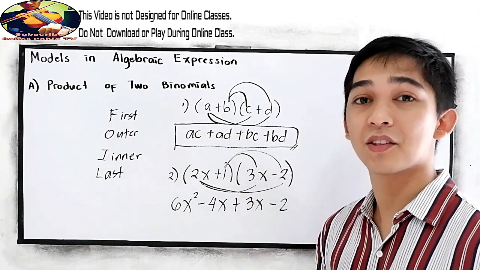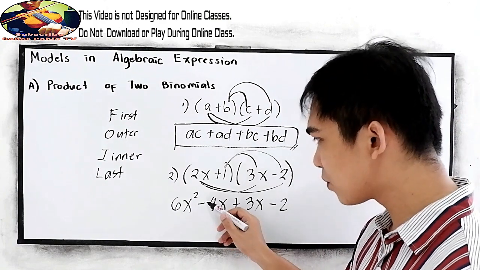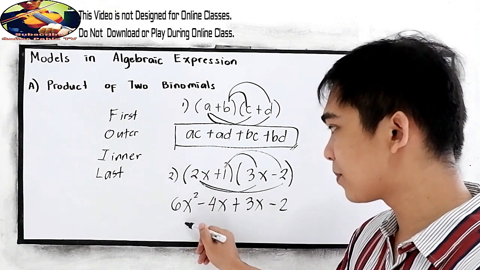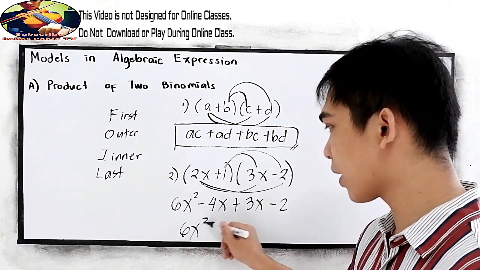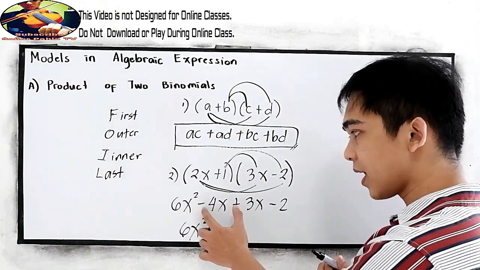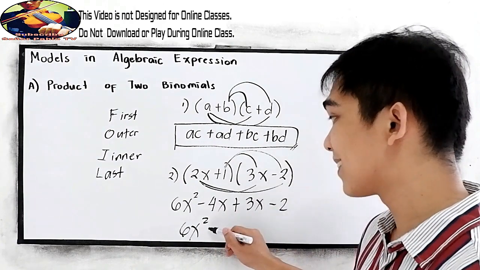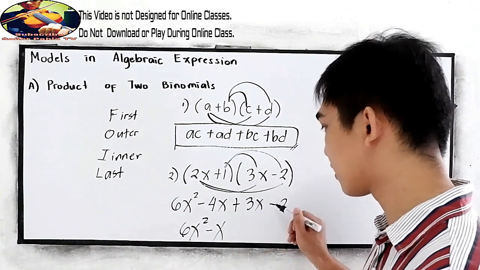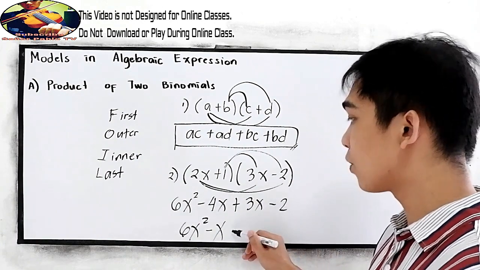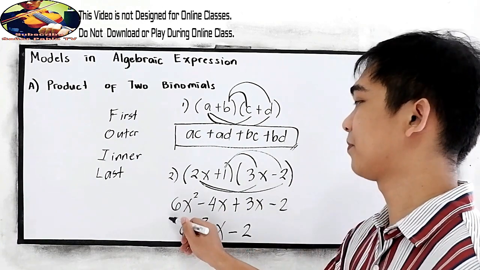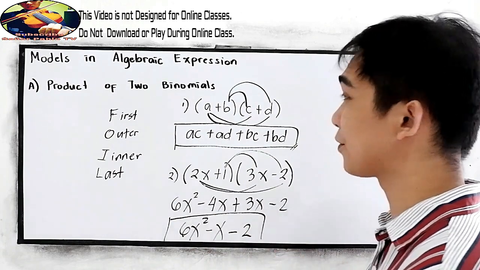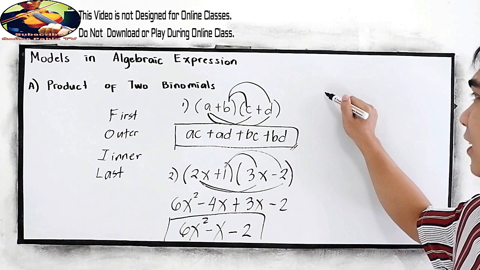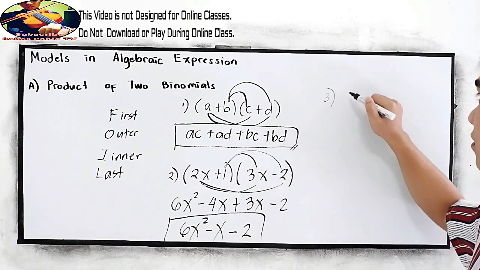Now combine like terms. So in this case, we can combine negative 4x plus 3x. So just copy 6x squared. Now combine negative 4x plus 3x. That is negative 1x, or simply x. And then copy the constant, which is negative 2. Okay. That is the FOIL method. Now your turn. Can you answer number 3?